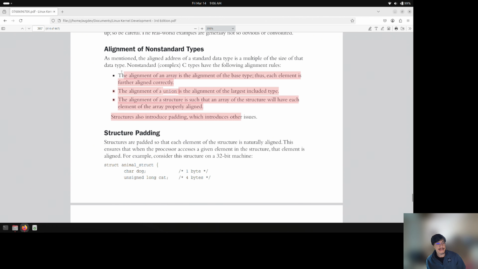So, alignment of non-standard types. As mentioned, the aligned address of a standard data type is a multiple of the size of that data type. Non-standard or complex C types have the following alignment rules. The alignment of an array is the alignment of the base type, thus each element is further aligned correctly. The alignment of a union is the alignment of the largest type it wraps, okay, and the alignment of a struct is such that in an array of the structure, each element of the array will be properly aligned. Structures also introduce padding, which introduces other issues.